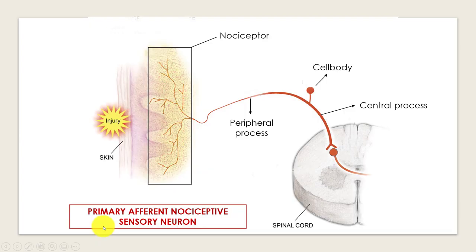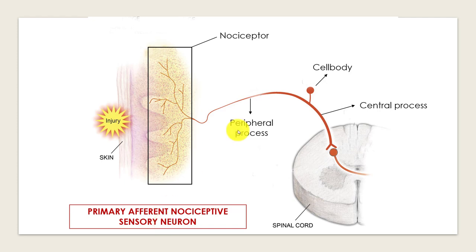Now let's talk about nociceptors briefly, right? A nociceptor is a fancy name that is given just to an ending of a sensory neuron. But it is not the name of the entire sensory neuron. The entire sensory neuron is called a primary afferent sensory neuron. So, nociceptor is a name that is given to only a specific part of a neuron, but the name of that entire neuron is different. This is called the primary afferent sensory neuron.